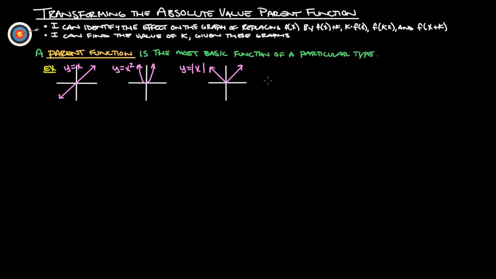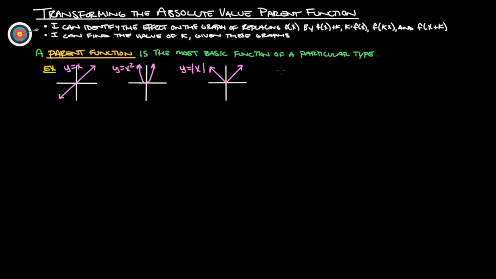Now, there's obviously several ways to graph, but once you know what the absolute value of x graph looks like, then we can actually transform those, and we can slide them and move them up and down depending on what's going on with these things over here.